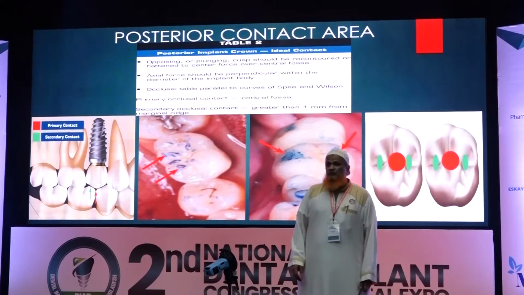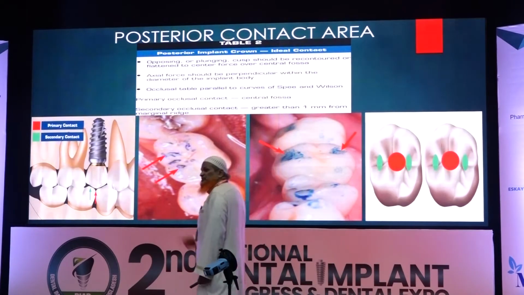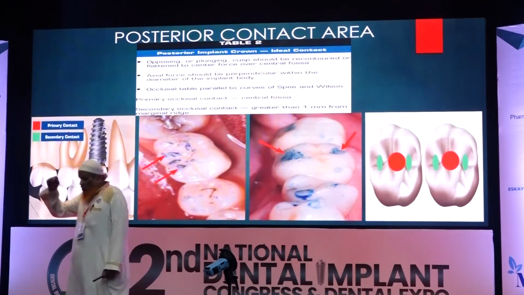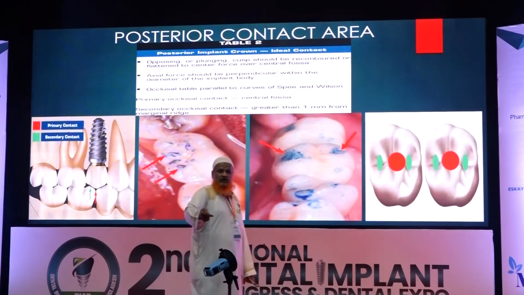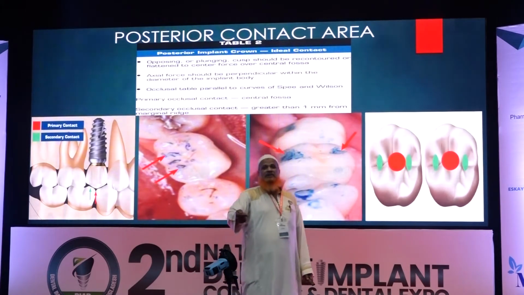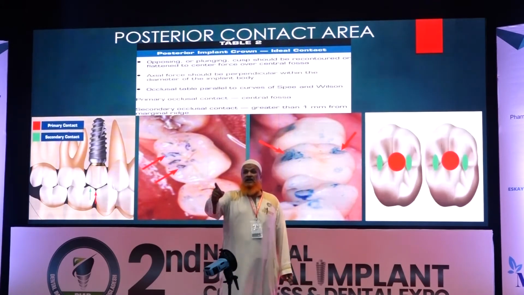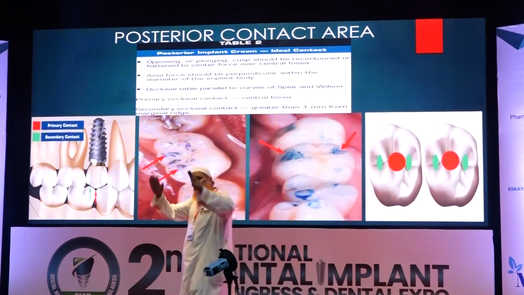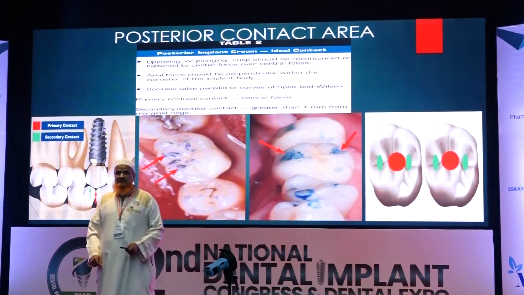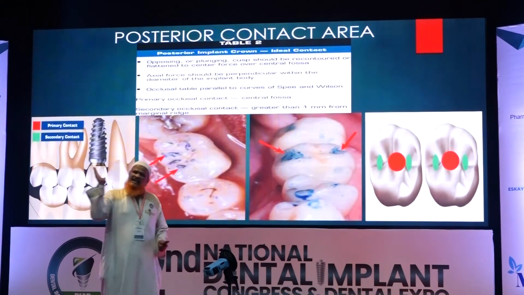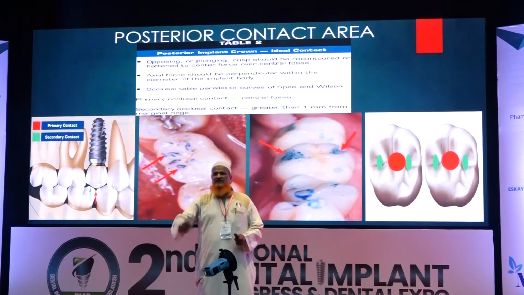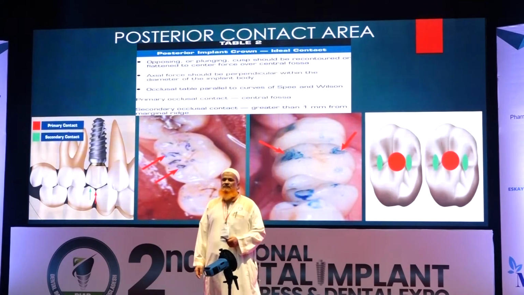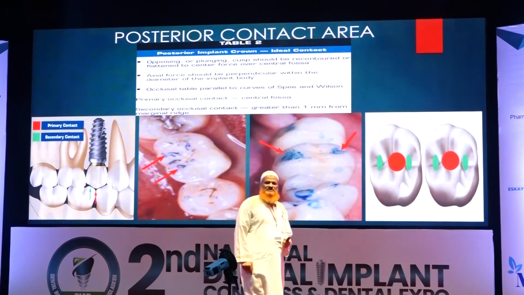How? We can allow the primary contact only on the central fossa, and it should be checked by the shim stock articulating paper. And we will not allow any teeth contact with the marginal ridge and with any tip of the cusp, with the opposite one, except the functional tip of the cusp, which will be against the central fossa of the opposite teeth.